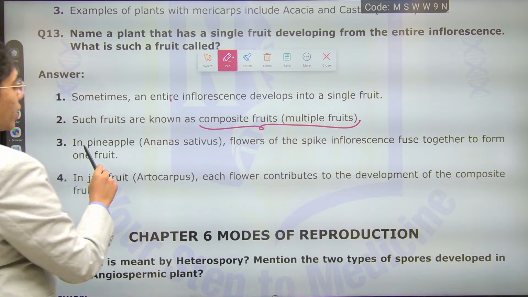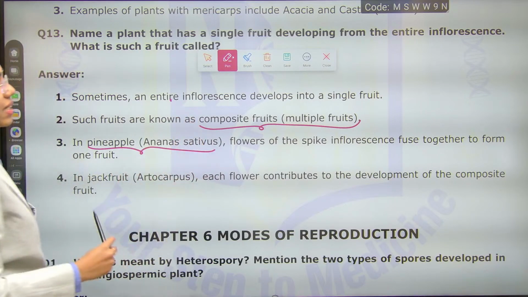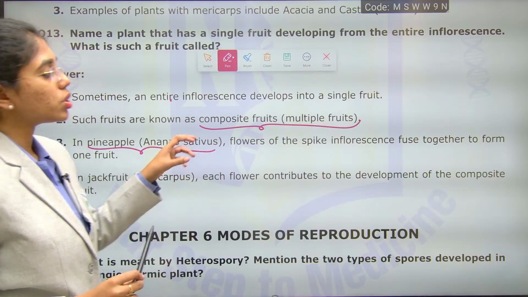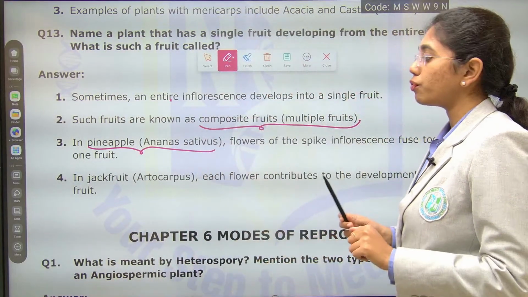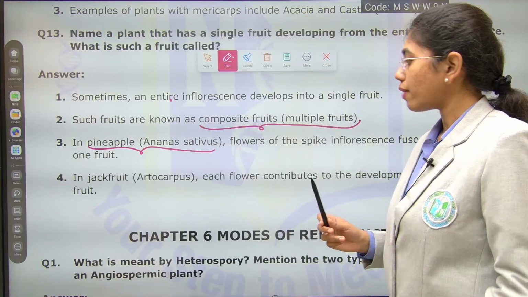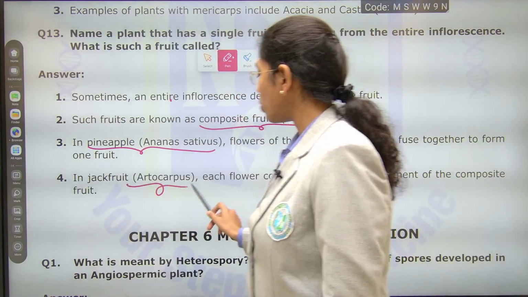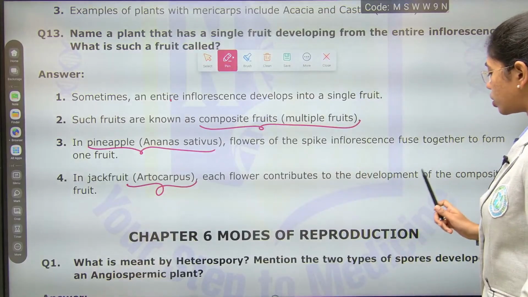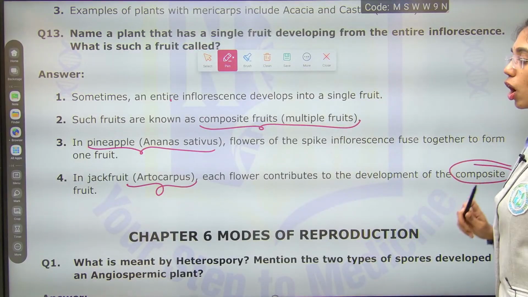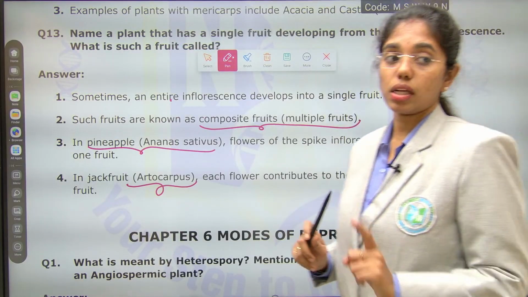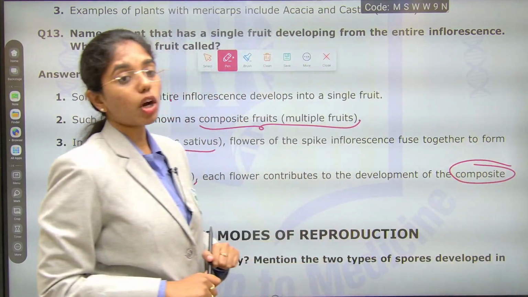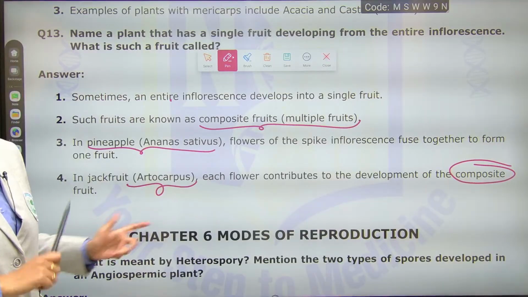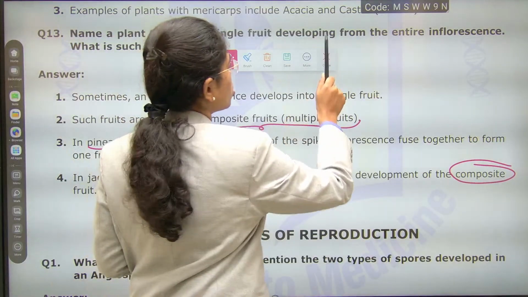Examples are important again. In pineapple, that is Ananas sativus, the flowers of the spike inflorescence fuse together to form a single fruit. In jackfruit, that is Artocarpus, each flower will contribute to the development of the composite fruit. Fine, right? Next chapter will be modes of reproduction.